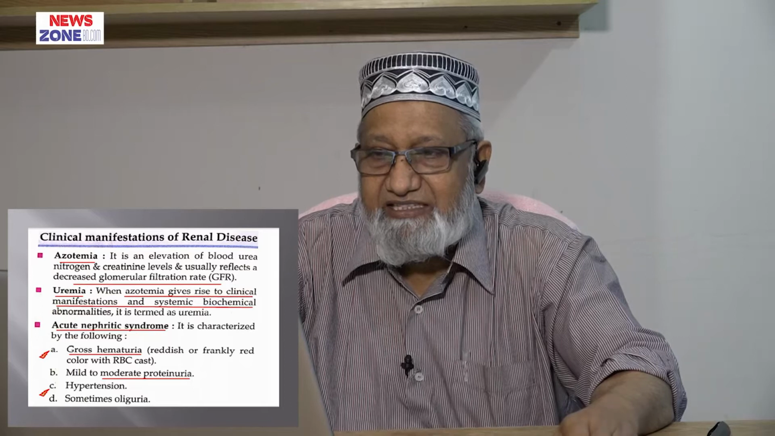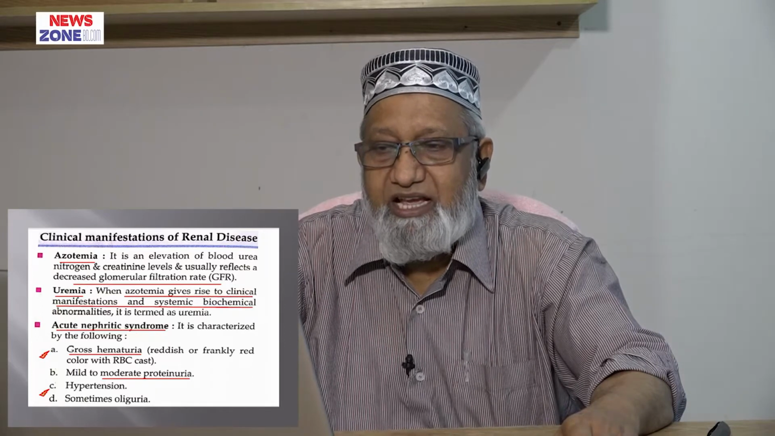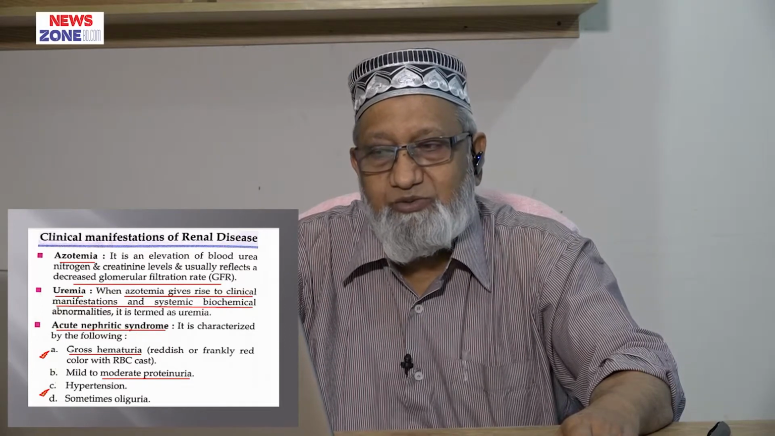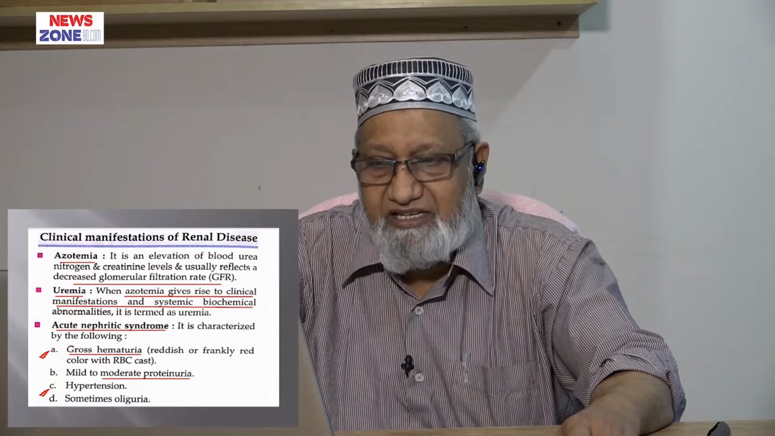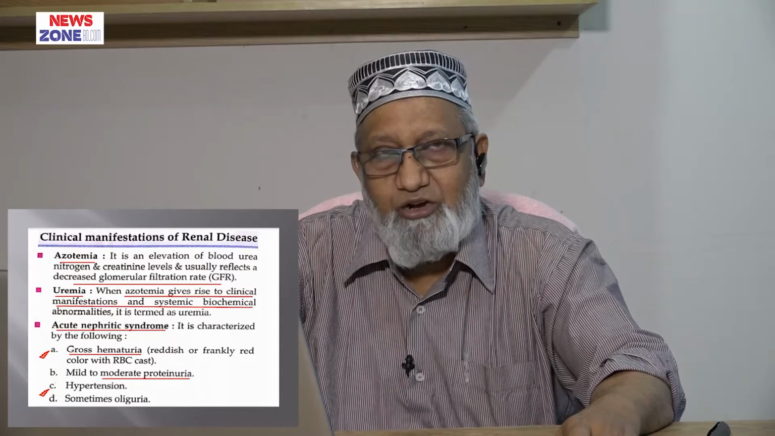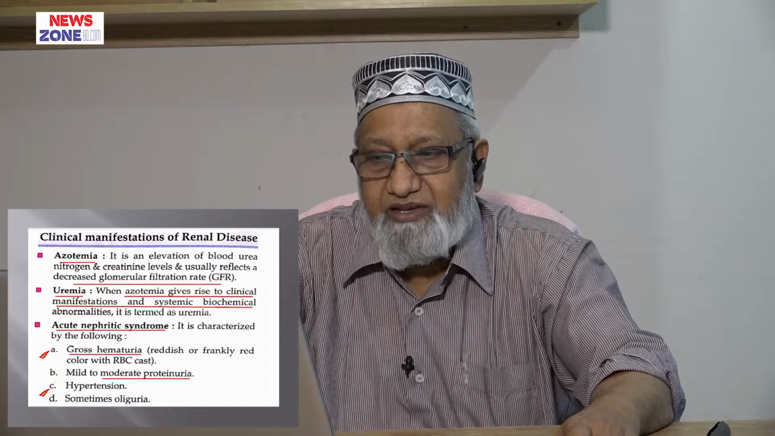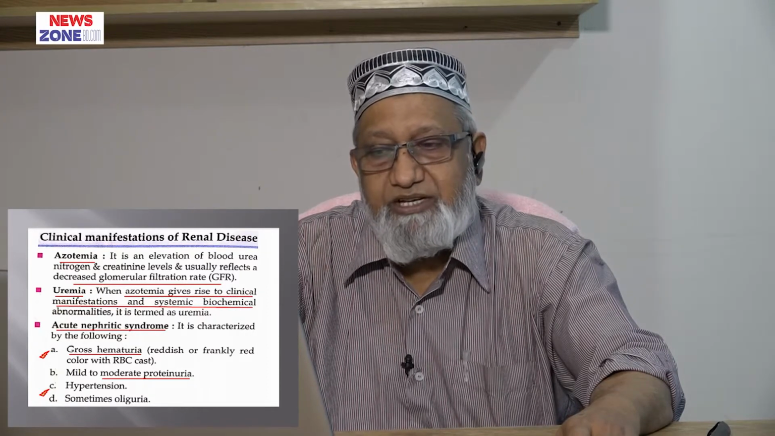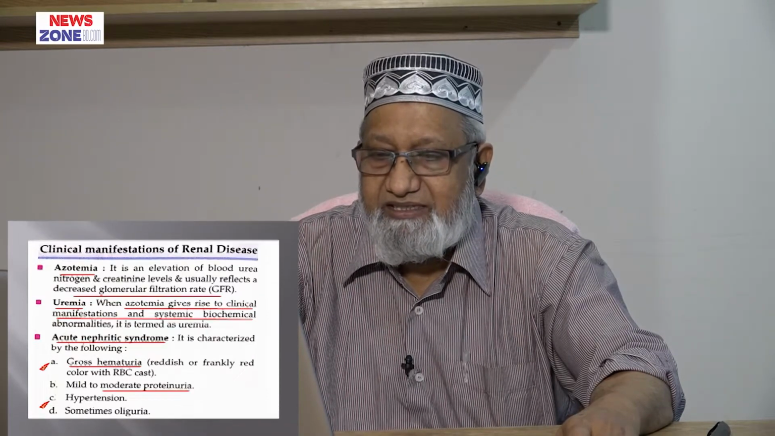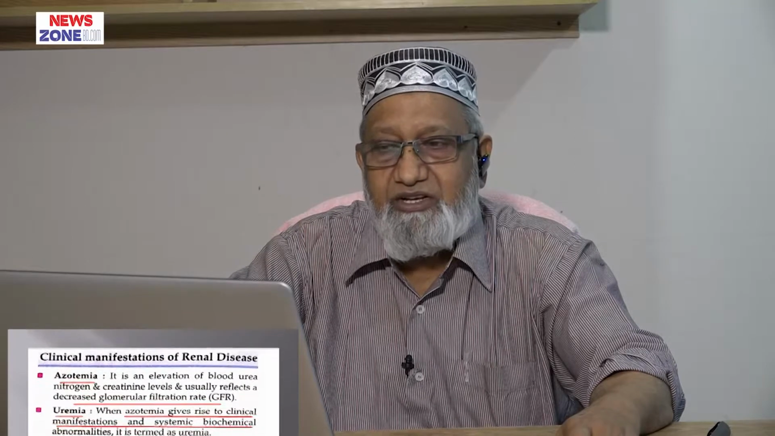Then another term we commonly use is acute nephritic syndrome. It is characterized by the following: gross hematuria, mild to moderate proteinuria, hypertension and sometimes oliguria.